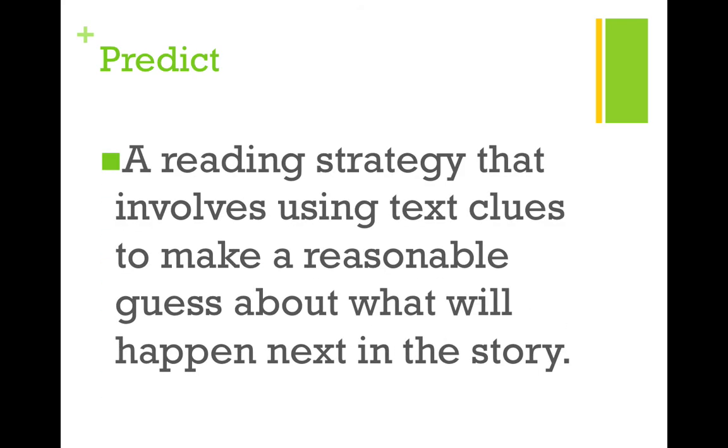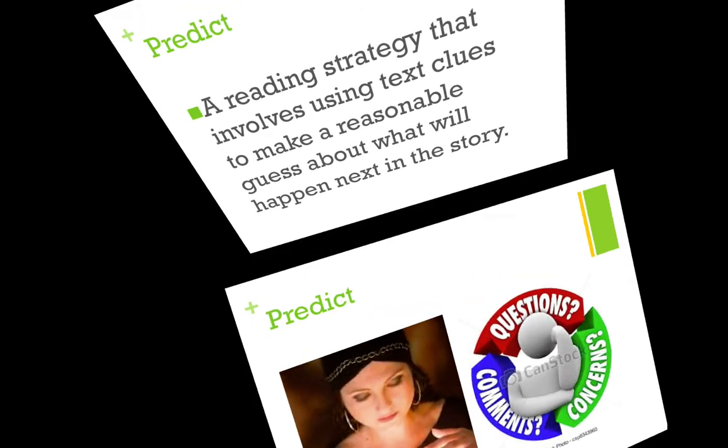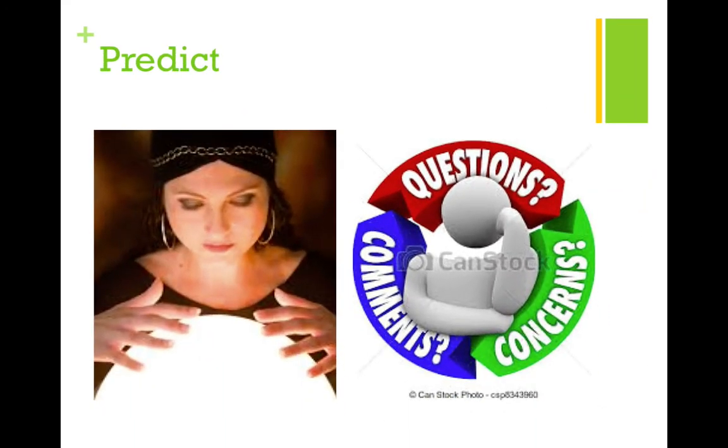Okay, next academic vocabulary word is predict. And predicting is a reading strategy that involves using text clues to make a reasonable guess about what will happen next in the story. So an example from the story that we just read, The Scarlet Ibis, many of you predicted Doodle's death when the scarlet ibis fell from the bleeding tree. If you were thinking, oh, the scarlet ibis just died, I wonder if that's related to Doodle, then you were making predictions.